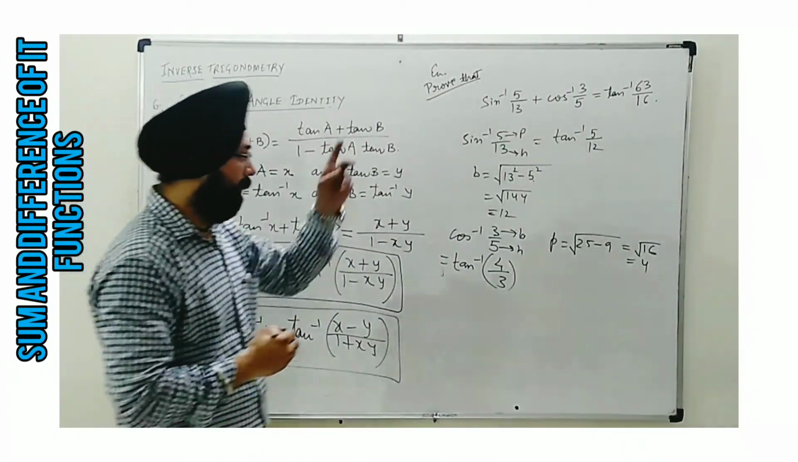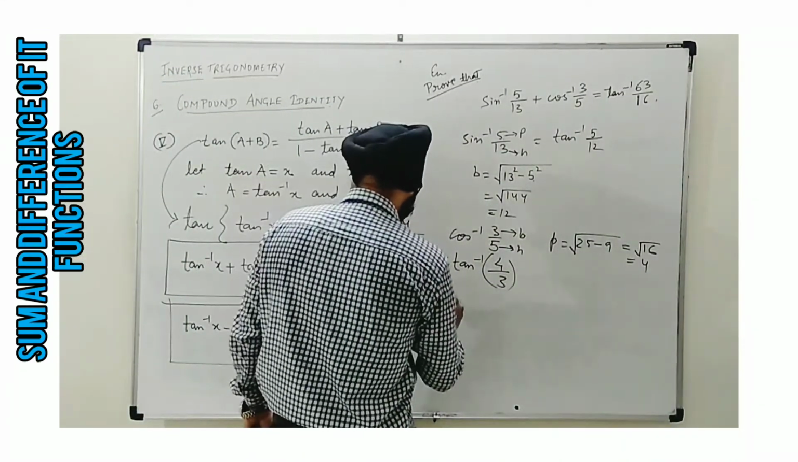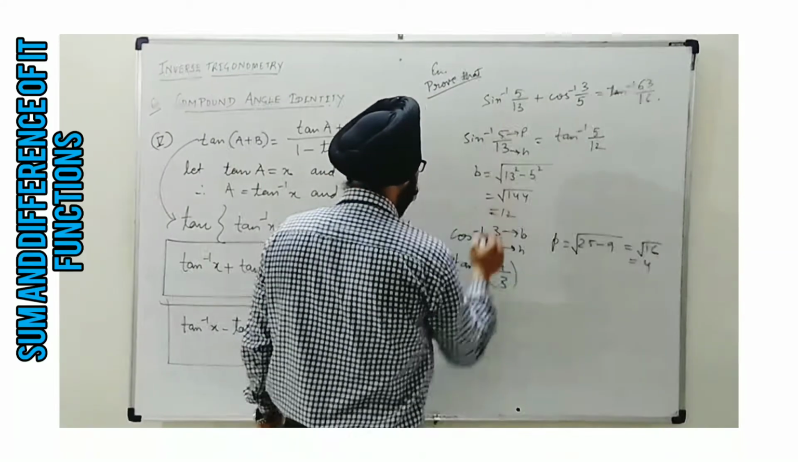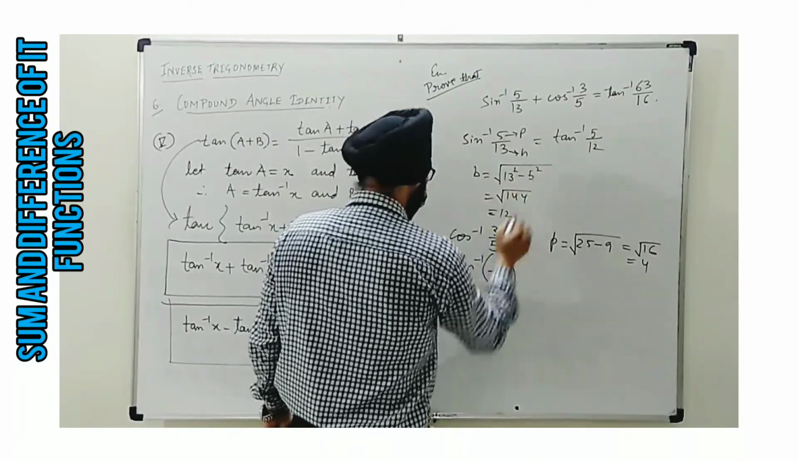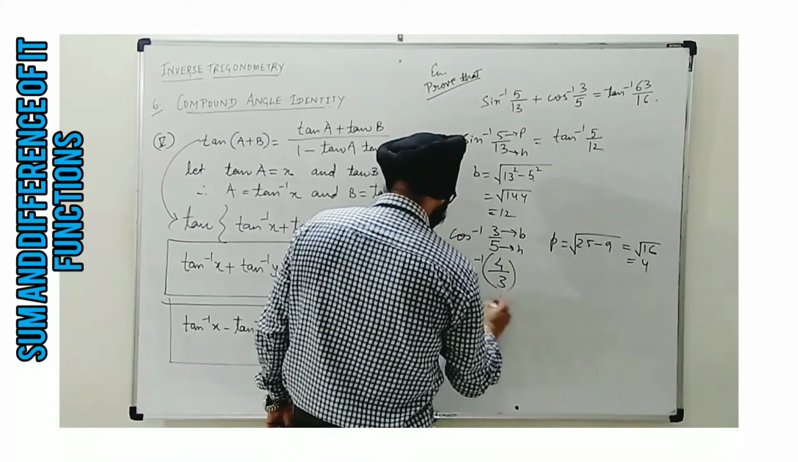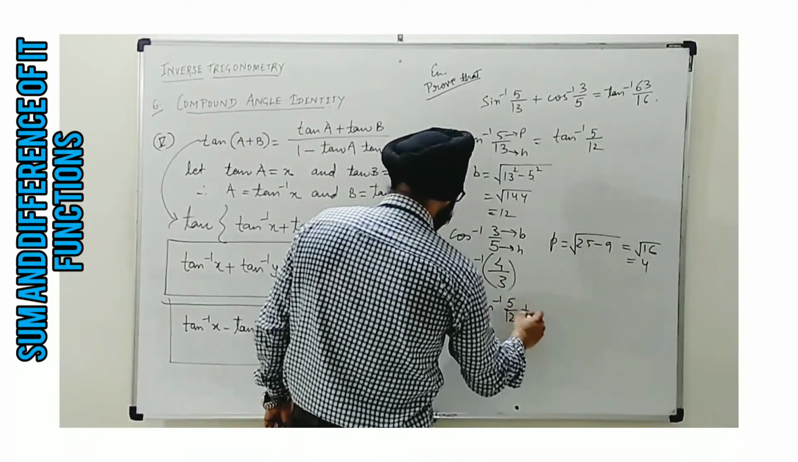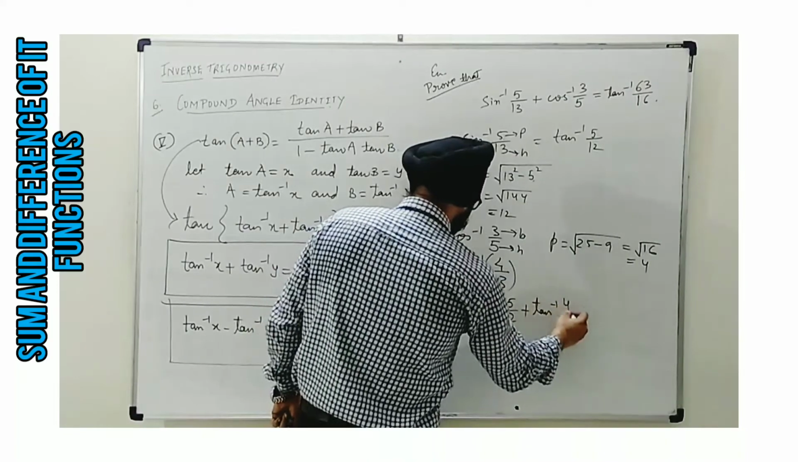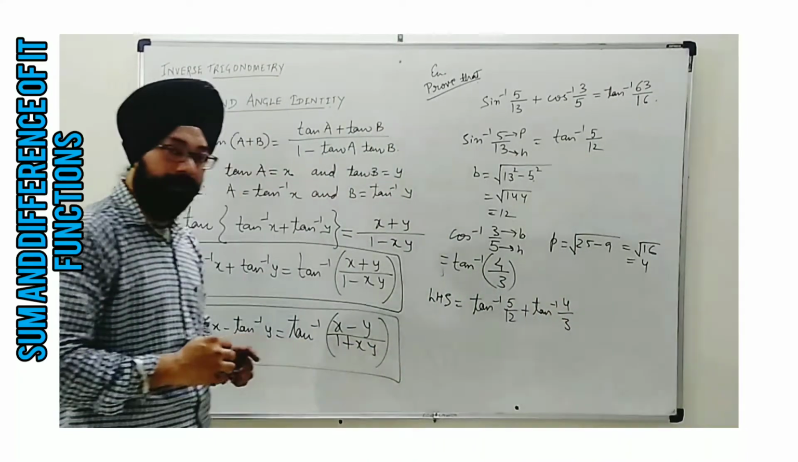Now that's why LHS can be written as tan inverse 5 upon 12 plus tan inverse 4 upon 3. Now you compare.